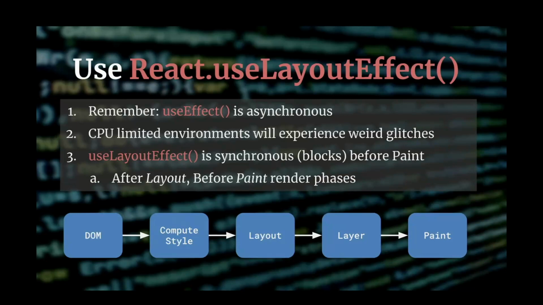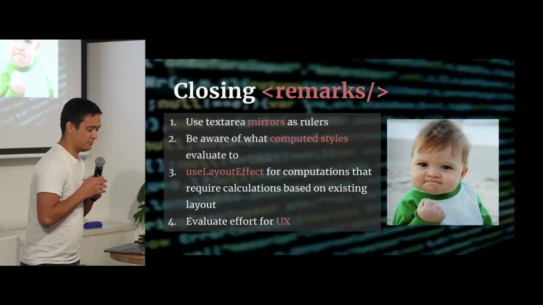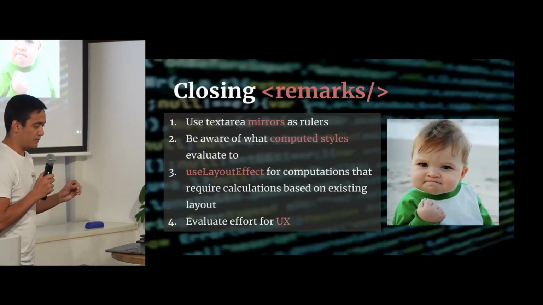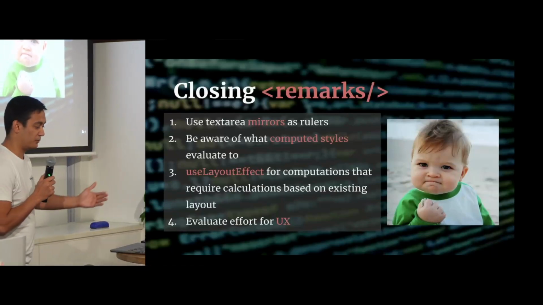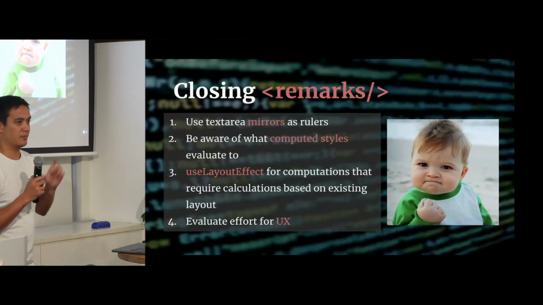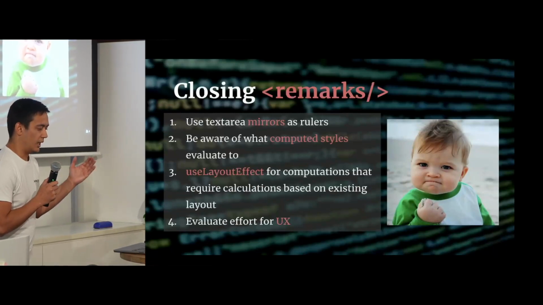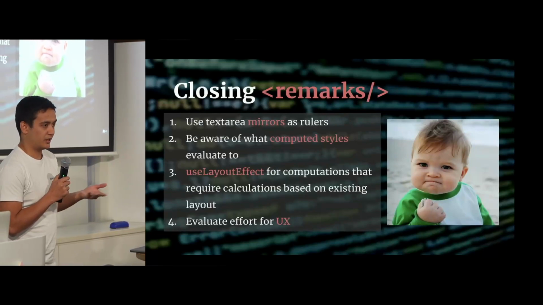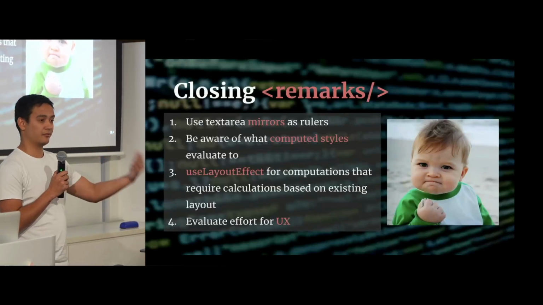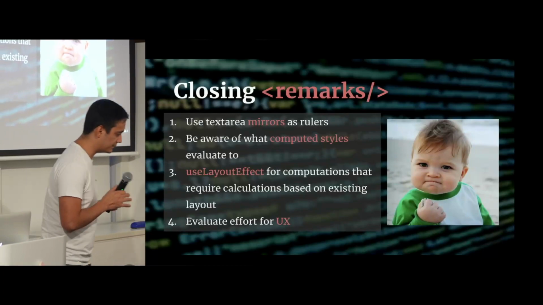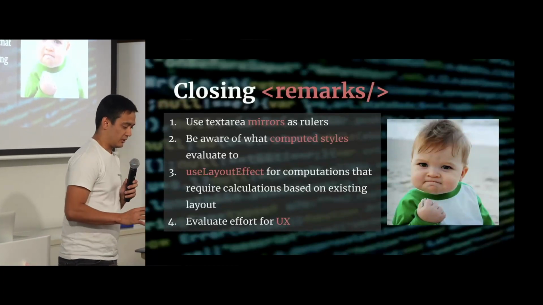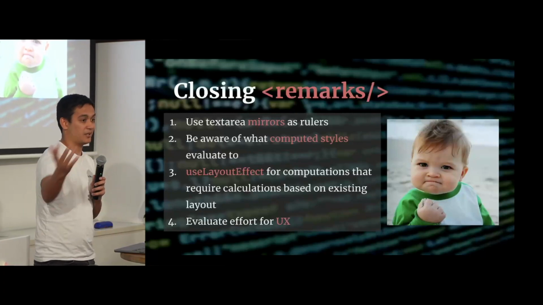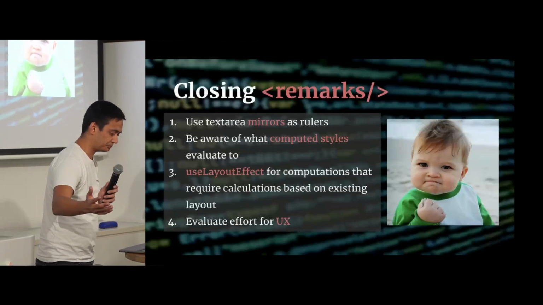So that's a bit of magic for the expanding text areas. All right, so use textarea mirrors as rulers. A ruler element is just any element that you use to measure a dimension. So this is just one use case of how you can use a mirror as a ruler, but you can use them for anything that simplifies your geometry calculations. Be aware of what computed styles evaluate to. It's a common mistake to forget about the fractional pixels, for example.